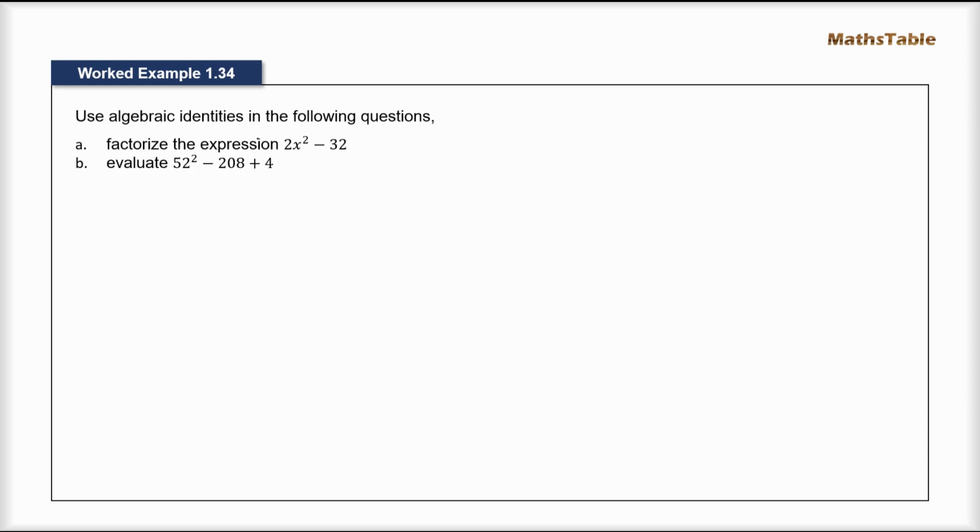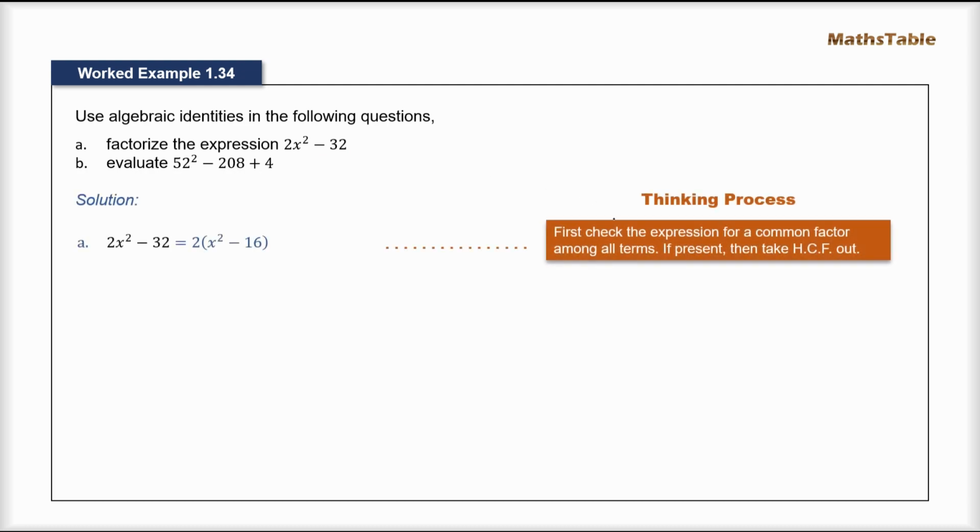Now in the final example, we need to factorize the expression 2x squared minus 32 using, again, any of the three possible identities. Now here we have the expanded form of the identities, so definitely we need to factorize it. So we know that out of these three identities, only the third one had the number of terms 2 in its expanded form. But the first step is always to check whether there is a common factor present or not.